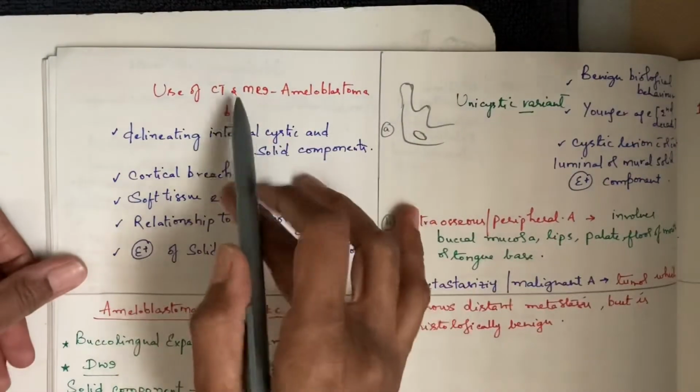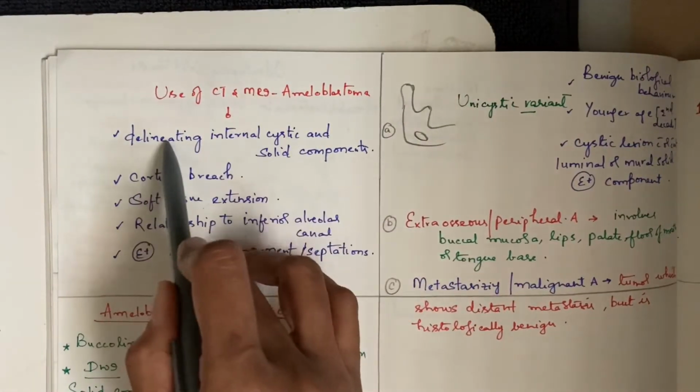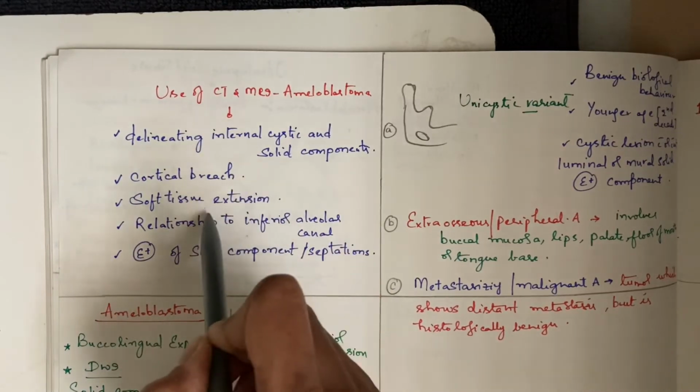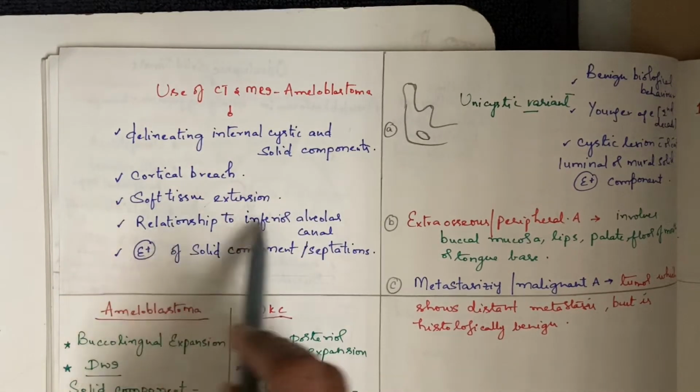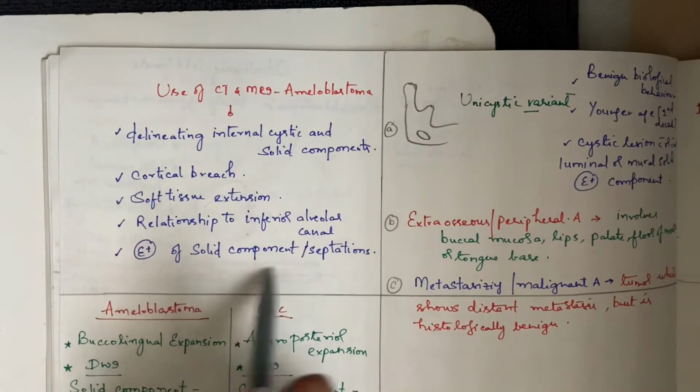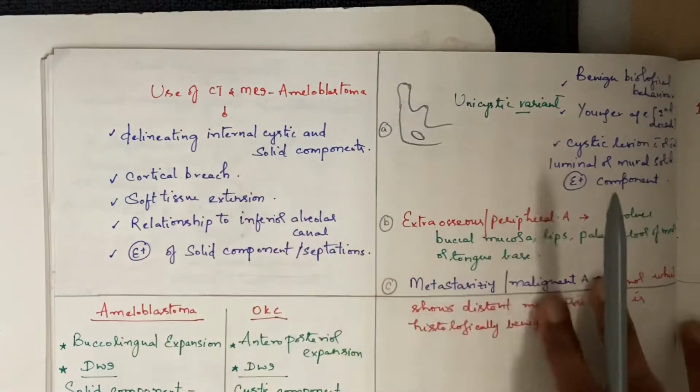So what is the use of CT and MR? For delineating the internal cystic and solid components, to see the cortical breach, any soft tissue extension, relationship to the inferior alveolar canal and enhancement pattern of the solid component and septation. So we do a CT and MR.